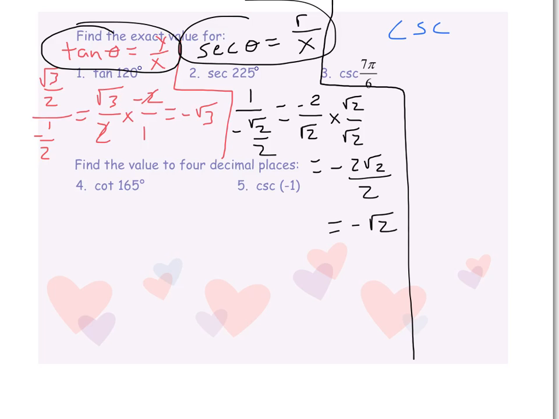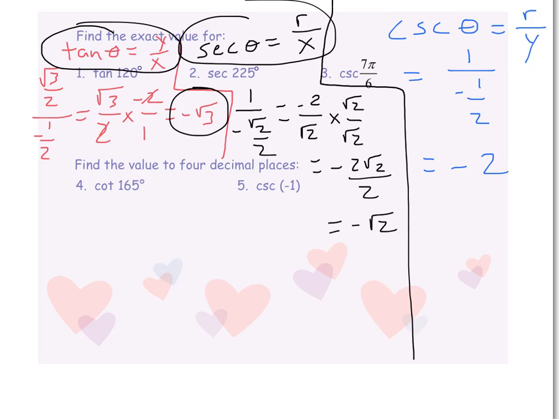Cosecant of any angle is r over y. Cosecant is the reciprocal of sine. For 7 pi over 6, again, we know r is 1, but the y-coordinate at that point on the unit circle just so happens to be negative 1/2. I can flip that, and there I'm already done because I got negative 2.